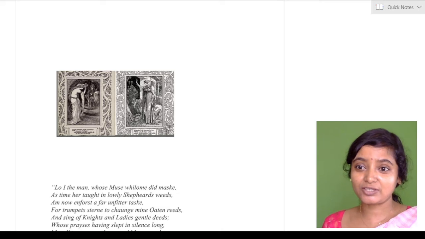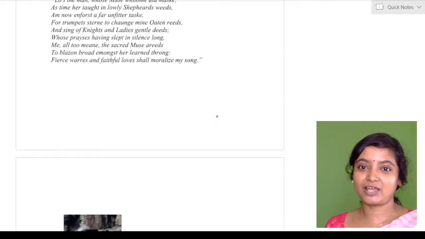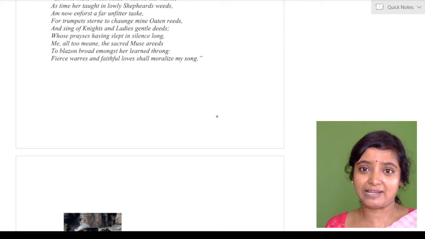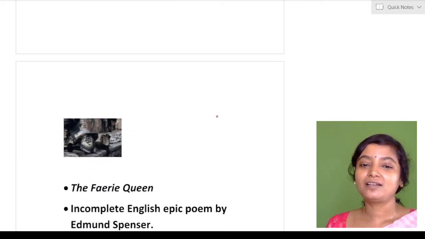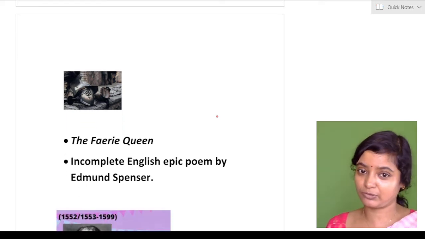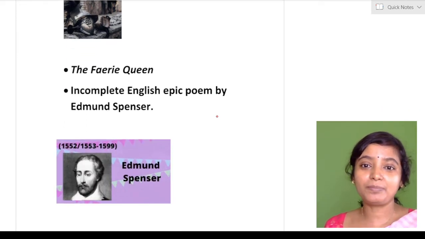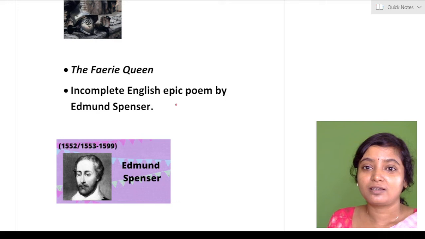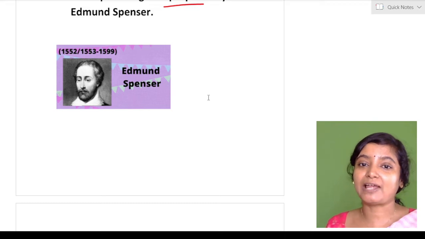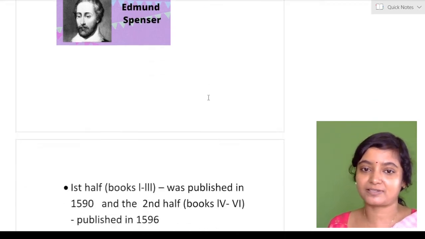Today we'll take a short journey through Spenser's The Faerie Queene. Spenser is one of the most influential writers of the Elizabethan period, and among all of his works, The Faerie Queene is the most significant one. It is an incomplete epic poem by Spenser. Edmund Spenser's lifespan was 1552 to 1599.